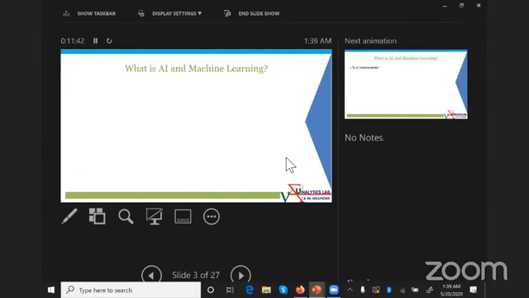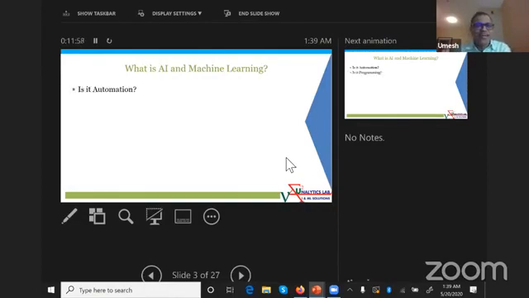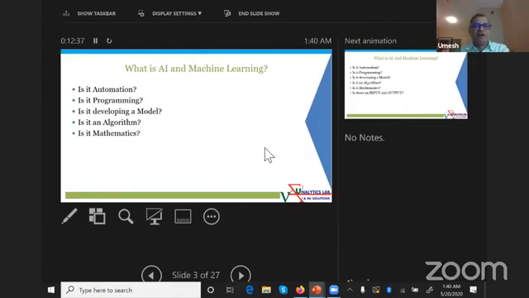So what is AI and machine learning? As I said, we hear this term every day these days. So what exactly is AI and machine learning? Is it an automation, or is it another programming, the fancy programming that we do every day, C++, Java? Is it something like that? Or is it about developing a model? Is it something like a simulation? What exactly does a model mean? Or is it just another algorithm, just like in your computer science, you studied many of these algorithms? Or is it just another mathematical term, which has a lot of different types of mathematics? So what exactly is it, AI and machine learning?